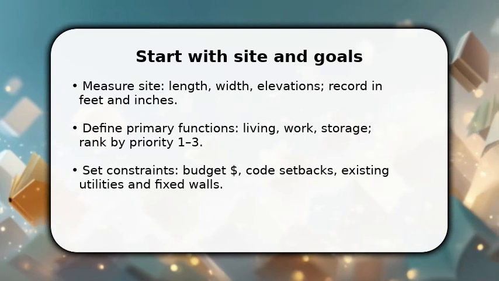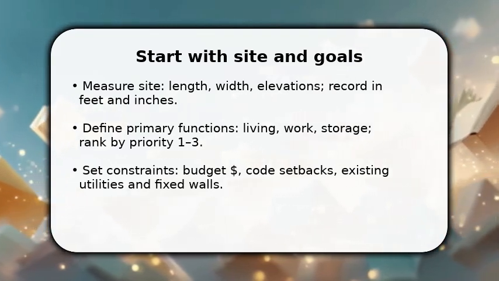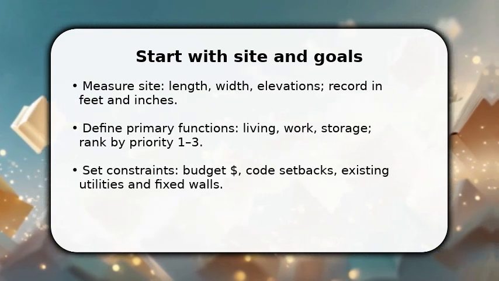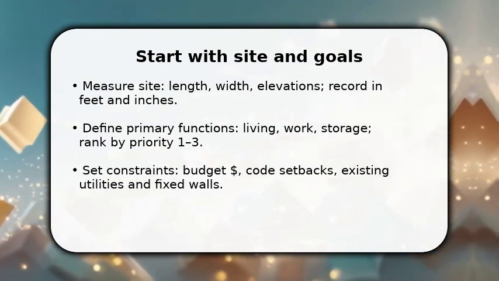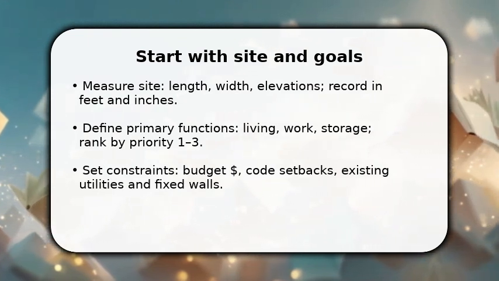Enjoy the video. You begin by confirming the site's raw data and the program you must satisfy. Take measurements in feet and inches and note elevations. Once done, list primary functions and rank them 1 to 3 so you know what must take precedence.